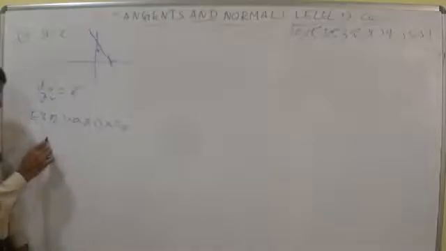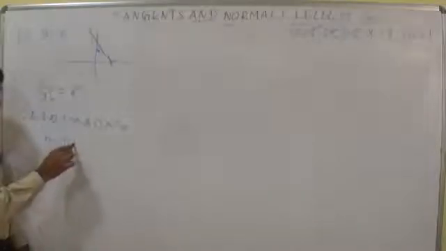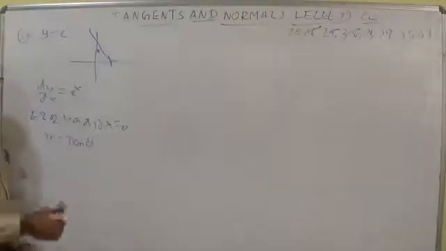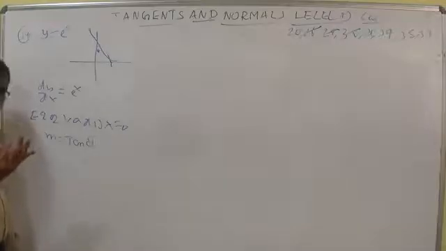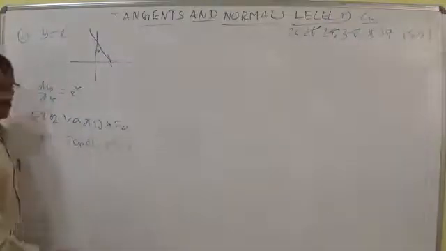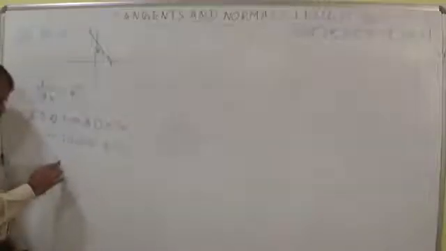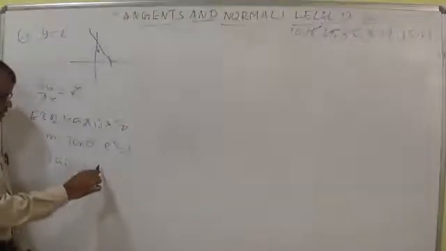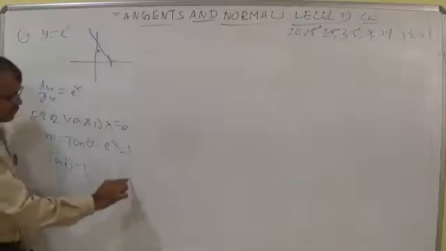dy by dx, we represent it as m, the slope. dy by dx is m, also tan theta. m is equal to tan theta is equal to e power 0. You write e power 0 is equal to 1. Tan theta is equal to 1. That is, theta is equal to pi by 4.